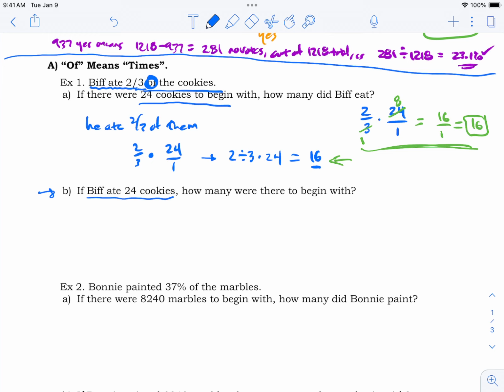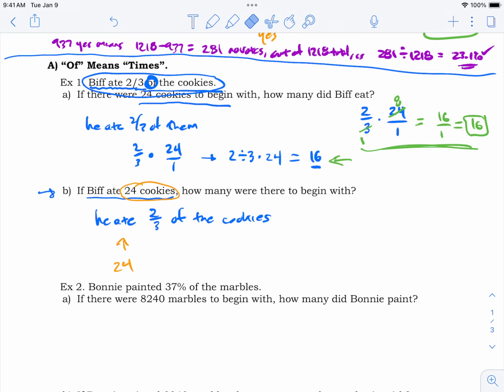Now, we're still saying he ate 2/3. We're still going with that. He ate 2/3 of the cookies. But the thing to note here is that the 24, that's not the 24. We didn't say that there were 24 cookies altogether. We said he ate that many. He ate 24. So what he ate was 24.